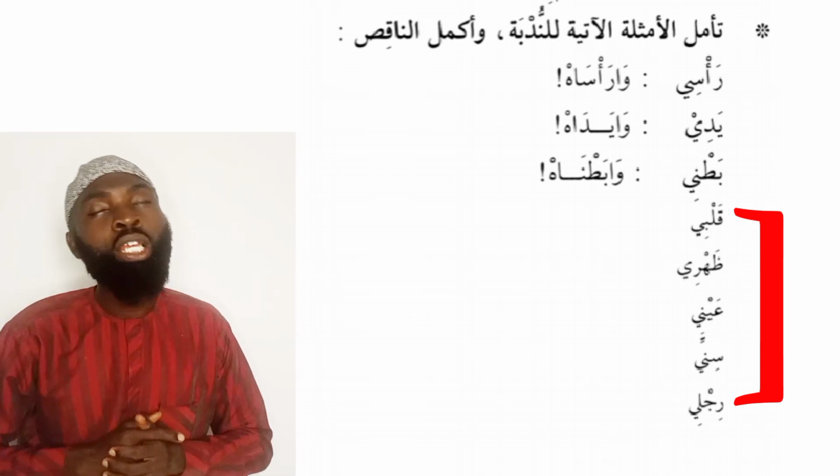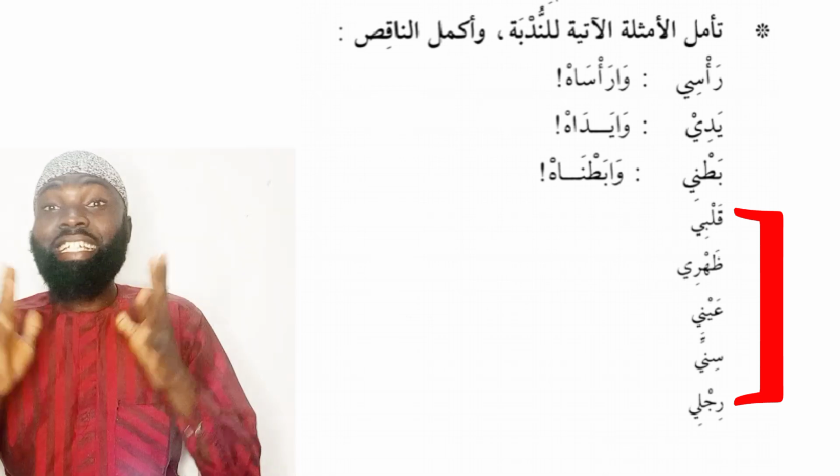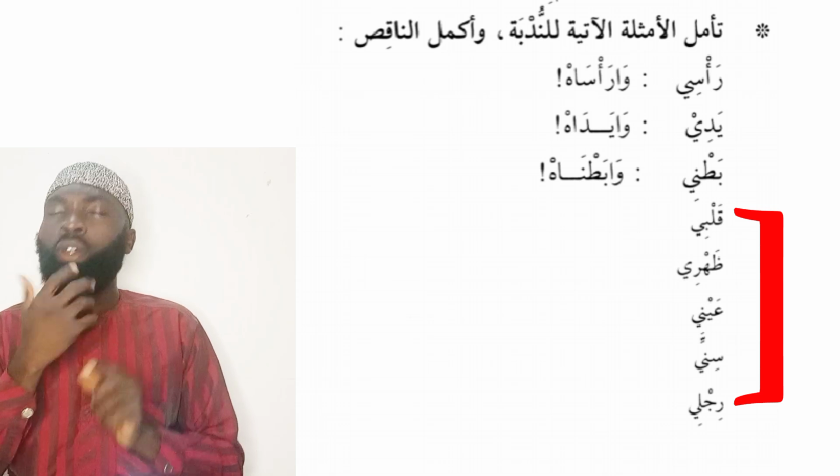Next is dhahri, my back. How do you respond? You say wa dhahra, oh my back. Next is aini, my eye. You simply say wa aina, oh my eye. The next is sinni, which means my tooth. So you simply say wa sinna, oh my tooth, if you have a pain on your teeth. The next is rijli, which means my leg. You simply say wa rijla, oh my leg.